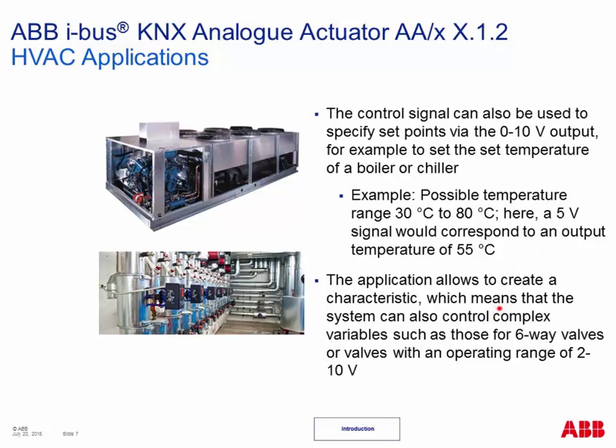But some more complex applications are also possible. One example is a 6-way valve, where you control with one valve both a cooling circuit with cold water and a heating circuit. For example, you control the hot water circuit between 0 and 5 volts, and the cold water supply between 5.1 volts and 10 volts. So with one analogue output, you control a four-pipe heating and cooling circuit.